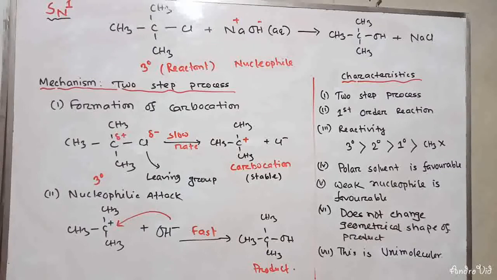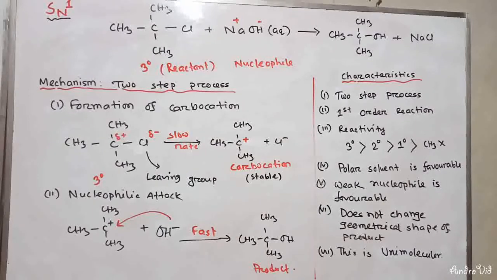Again, I would like to mention this reaction. The mechanism of this reaction is a two-step process. The first one is formation of carbocation and the second one is nucleophilic attack. In the first step, the carbon-chlorine bond will be broken and a carbocation and a leaving group, chloride ion, will be produced. As soon as the carbocation is produced, a nucleophile will attack, and in this way the product will be produced. So I hope you understand.